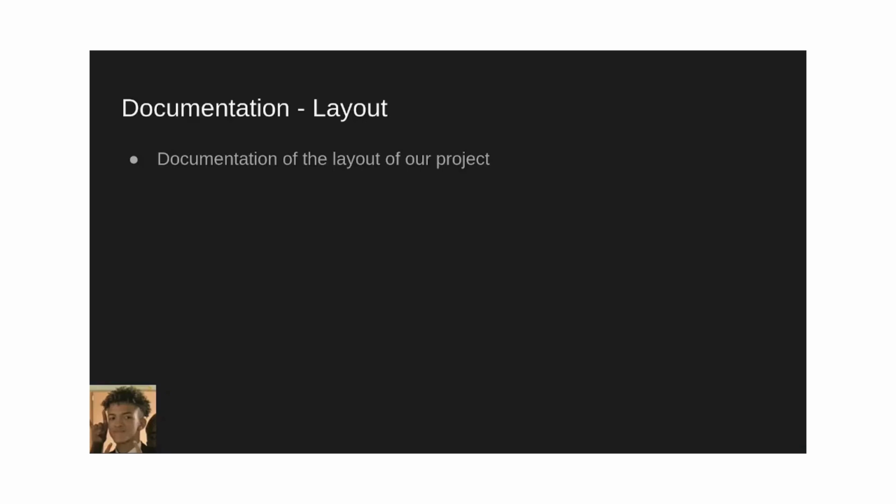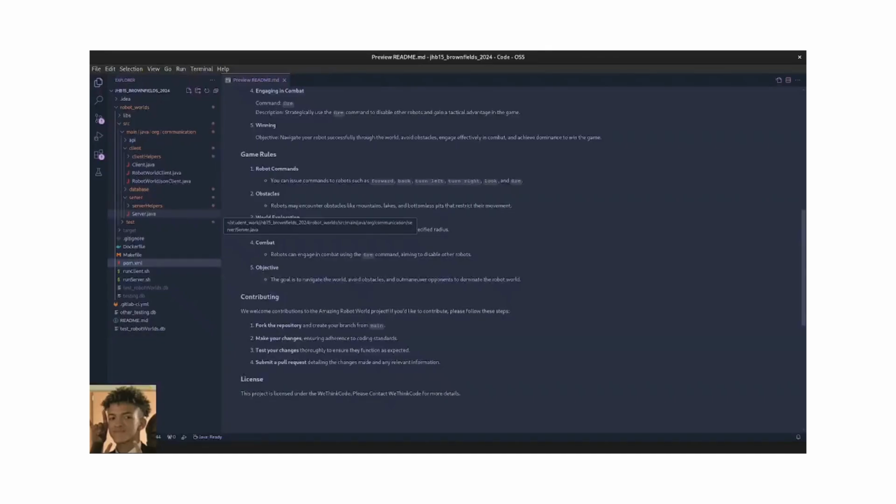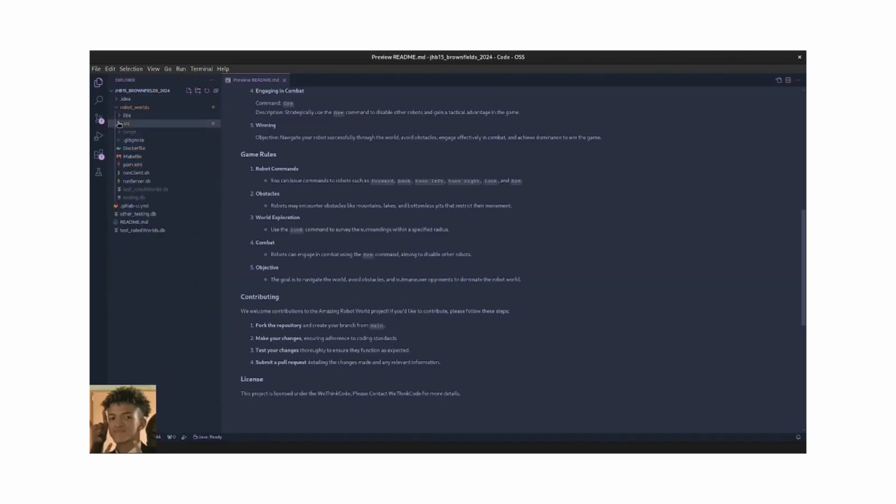Okay, the last two parts of our project are now the documentation of the layout and the programmer friendliness, so our fellow programmers would easily read our code. So let me go back to our IDE. So the project is laid out clearly, you can see. Inside our source file, we have every package labeled, given a clear name. So API, client, database, server.